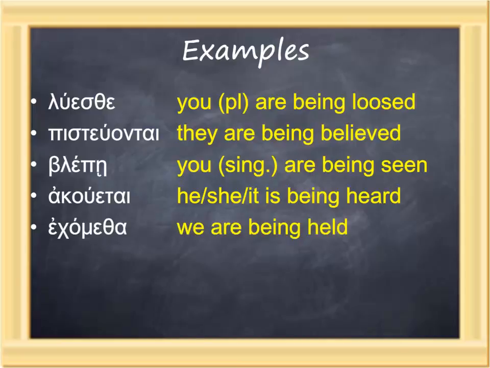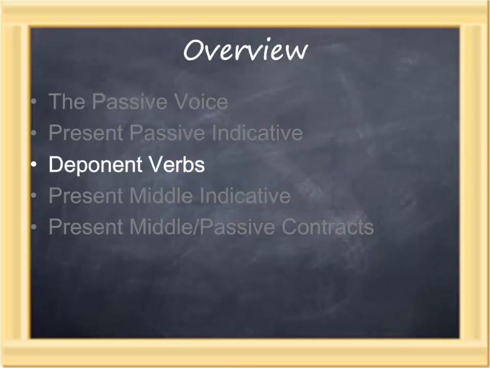Ekomatha, the amatha ending, is first person plural. We are being held. Having stepped through the forms of the passive voice and looked at some examples of how to translate them, passive endings, the action is done on the subject, we now turn to deponent verbs, which reverse what's happening.